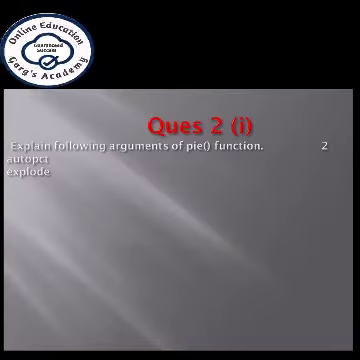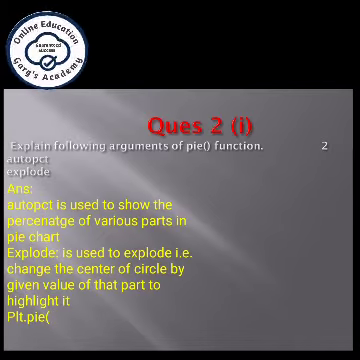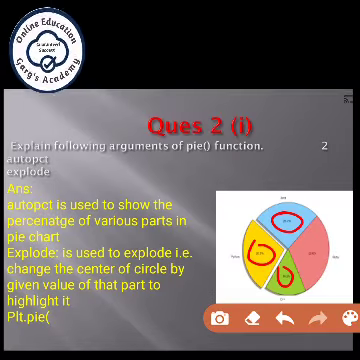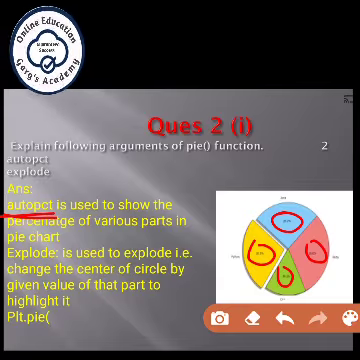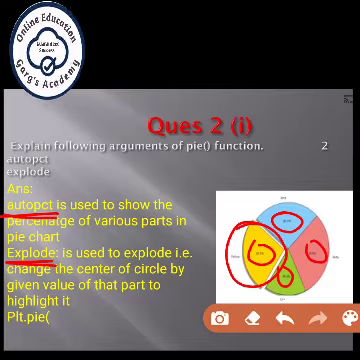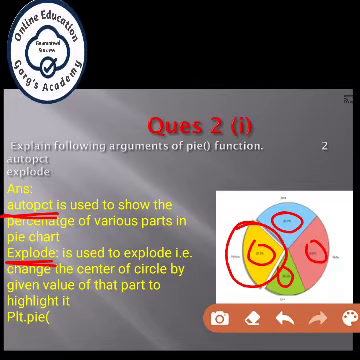Next question. Question second, I part. Explain the following arguments of the pie function, autopct and explode. Now autopct is used to show the percentage of various parts in the pie chart. Now you can see here percentage is written. This percentage is written using the autopct argument, and next is explode. Now you can see this third part is exploded, means it is shifted from its original center position to highlight it.